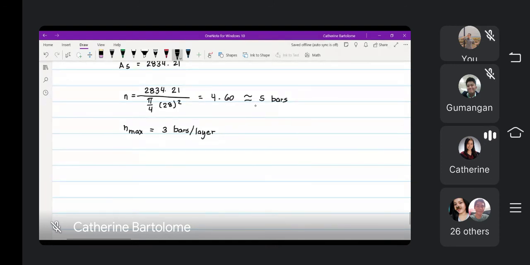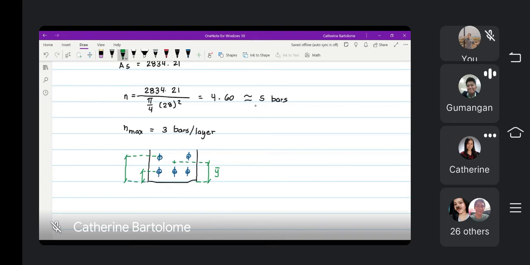So kapag ito-drawing natin yan, magbabago yung y bar natin, right? Okay, so let's solve for the y bar. So, ilan yung distance ng first layer dito sa bottom? Kindly solve. Also for the second layer.